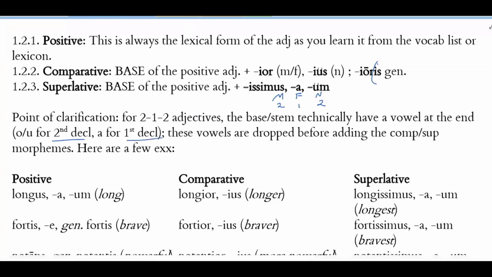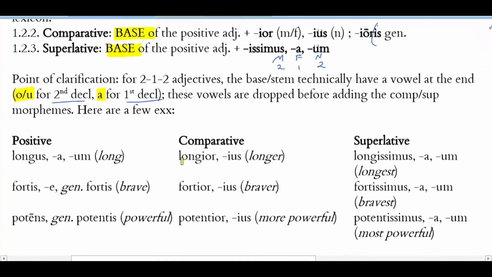So these are nouns that have a stem ending with a vowel. O, U, second declension, first declension. And whenever we say here it's the base, it's technically speaking the base minus these vowels that come at the end of the base or stem, okay? And so I'll show you what I mean here as we look at a couple of these examples.